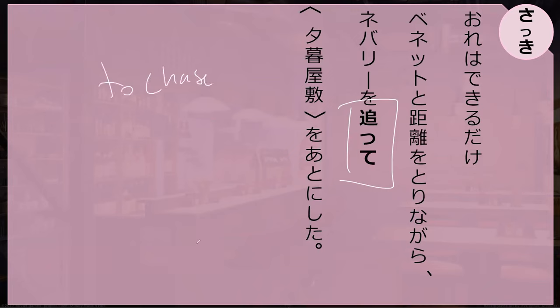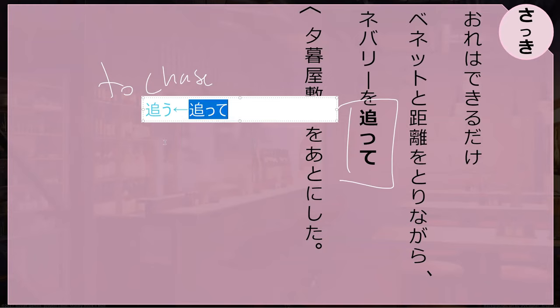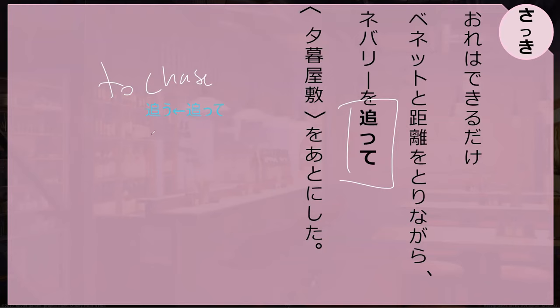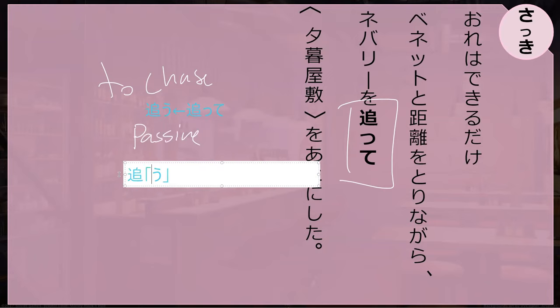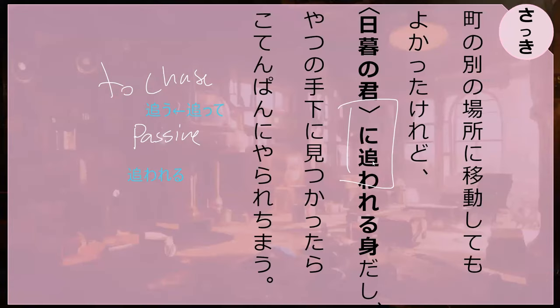What is the dictionary form of otte? No, dictionary form. The dictionary form of otte is ou. So that's the form you find in the dictionary, because otte is te form. Ou, what is the passive form of ou? Passive. Owaru. Hi, owareru. Perfect. So we got owareru, which is what we saw in this sentence. Owareru. To be chased. So a me that was chased.